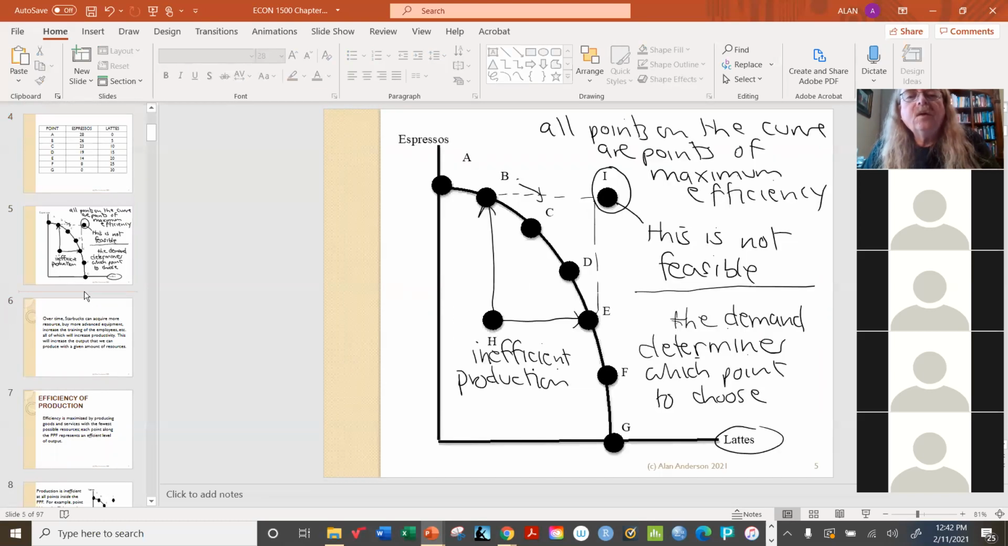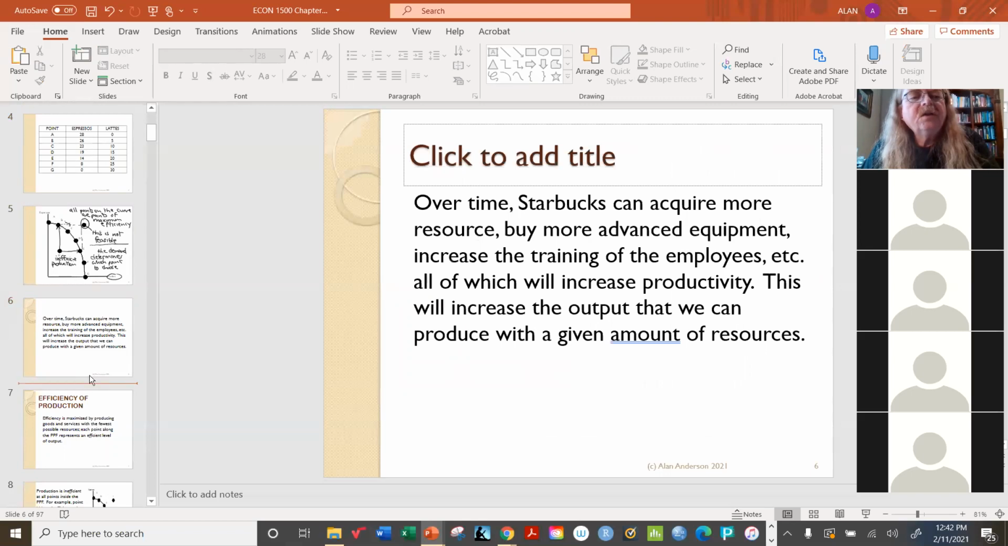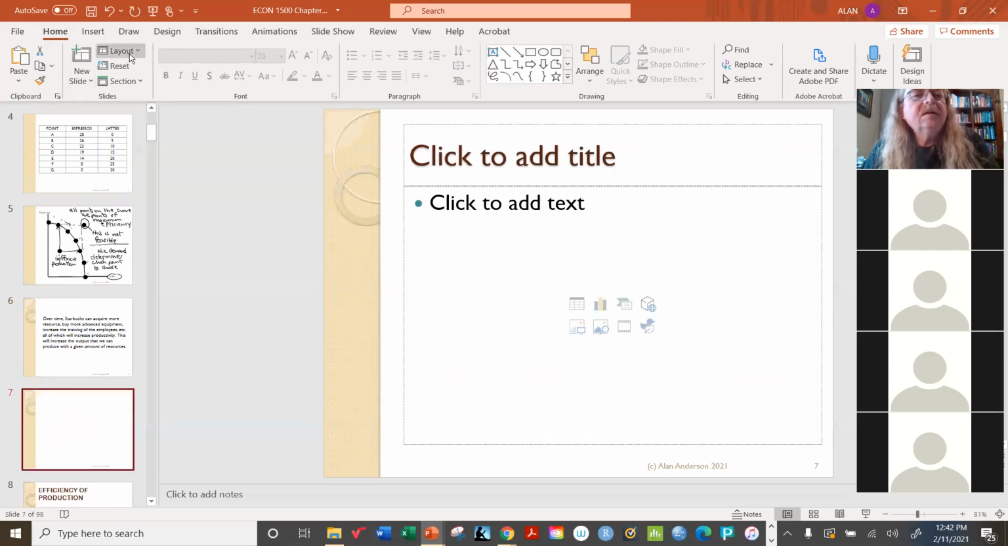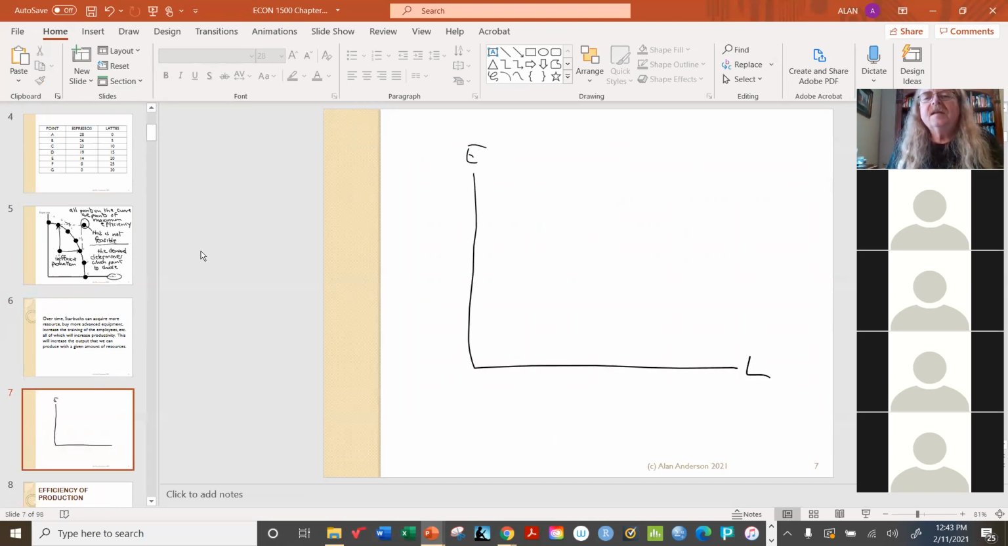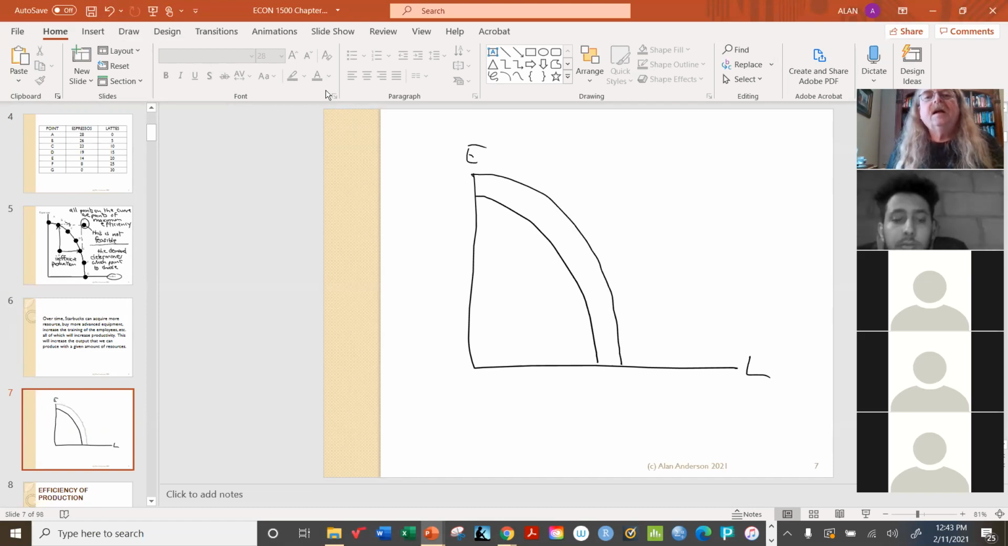And graphically, then what would happen is that the curve would shift out and to the right. To the right means I'm able to produce more of both products. All right, so remember, we have espressos and lattes. Now, the basic shape of the curve won't change. Look what happened. The curve shifts out. And that means I can have more of both goods without any change or increase in my resources.